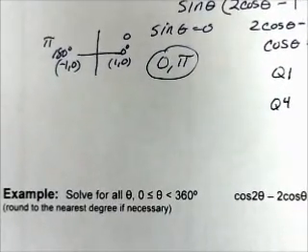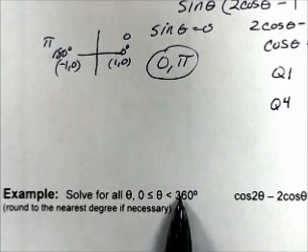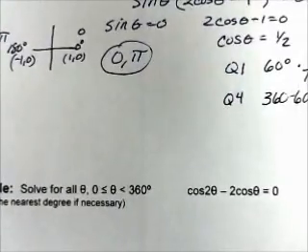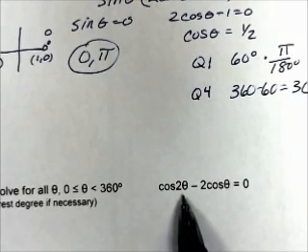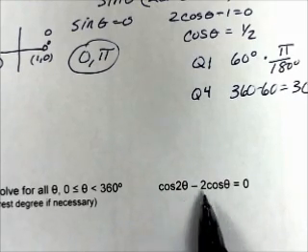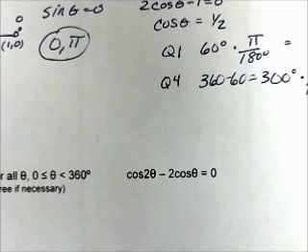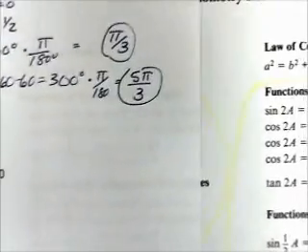Next example, solve for all theta, theta greater than or equal to 0, less than 360. So this is degrees measure. Round to nearest degree if necessary. Here we have cosine of 2 theta. Again, this is a double angle. Cosine of 2 theta minus 2 cosine theta equals 0. Let's look at the reference sheet. Now, we've got 3 to choose from. Our other term here is cosine theta.